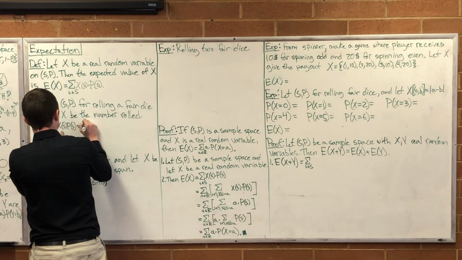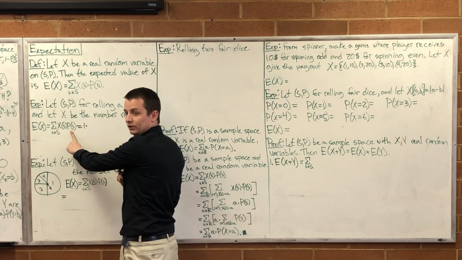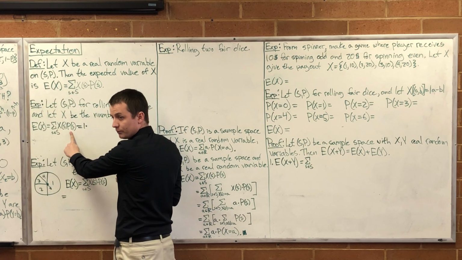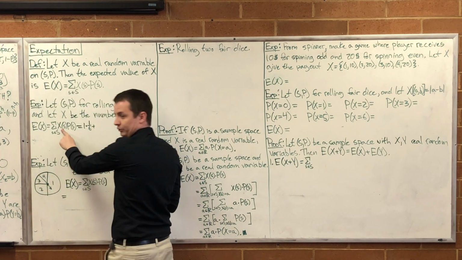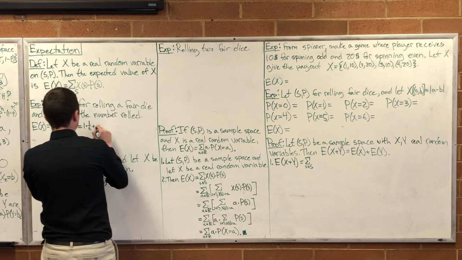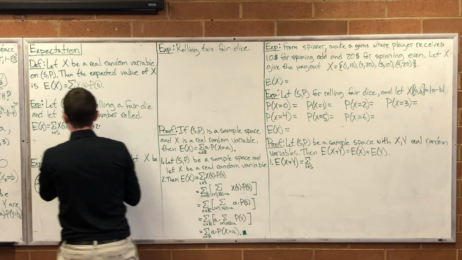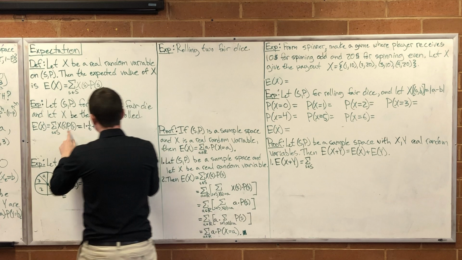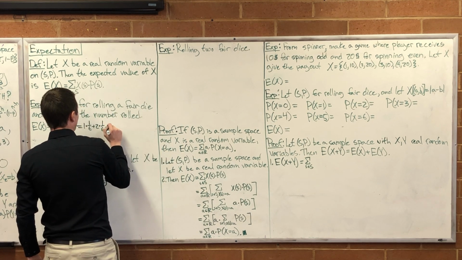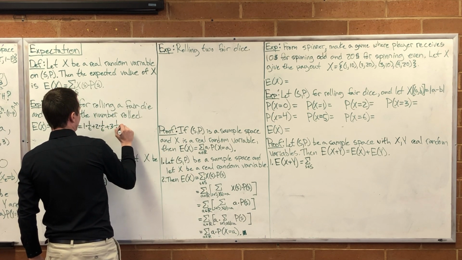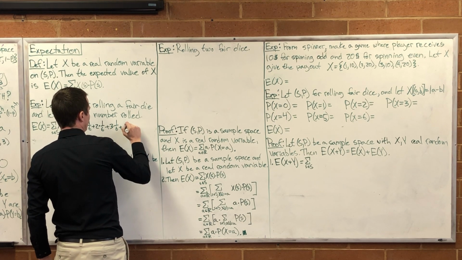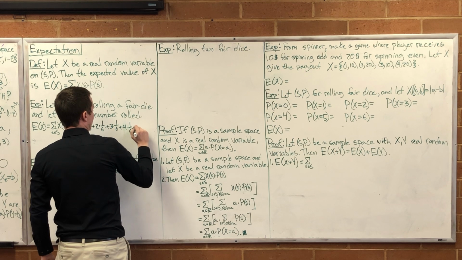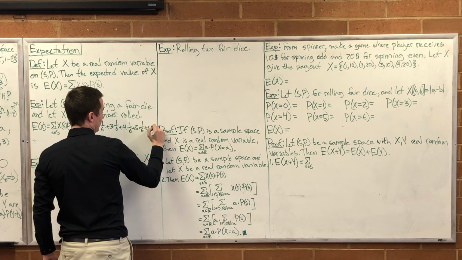What is x of 1? 1. Times, what's the probability of 1? 1/6. Plus, what's x of 2? 2. What's the probability of 2? 1/6. Plus 3 times 1/6 plus 4 times 1/6. Hard to get my hand to just do the 1/6. I know, that's why my hand wants to do it so bad.